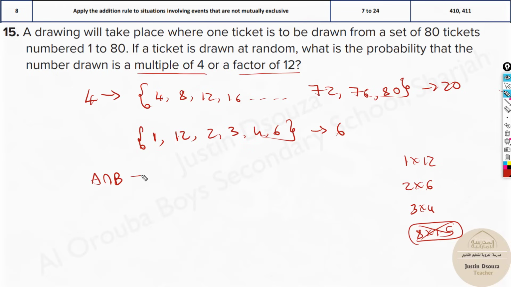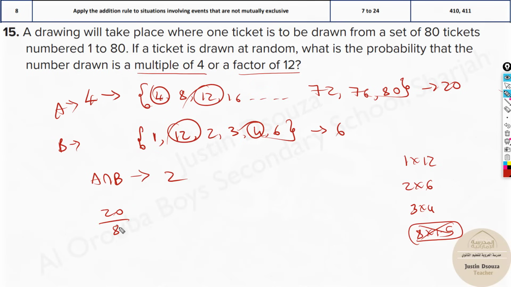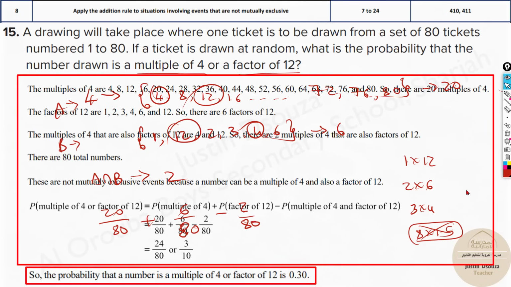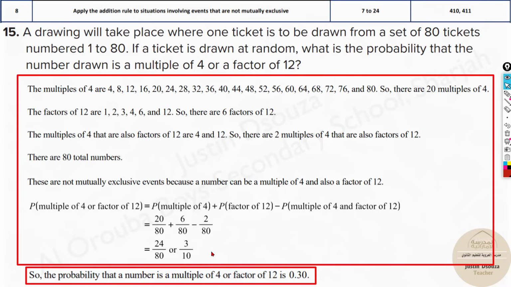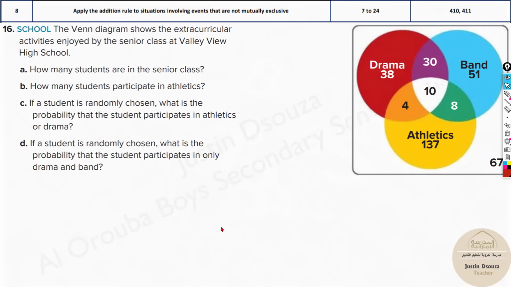Do we have any A intersection B? Are there any common? Yes, 4 is common. And 12 is also common. So there are only 2 common numbers. So now we write the probability. Probability of A, I'll consider this to be A, this is B. Probability of A would be 20 numbers out of 80 plus 6 numbers out of 80 minus 2 out of 80. So the probability of a number being drawn that is a multiple of 4 or a factor of 12 is 20 by 80 plus 6 by 80 minus 2 by 80. That's the answer. Just put it in the calculator and you'll get it.